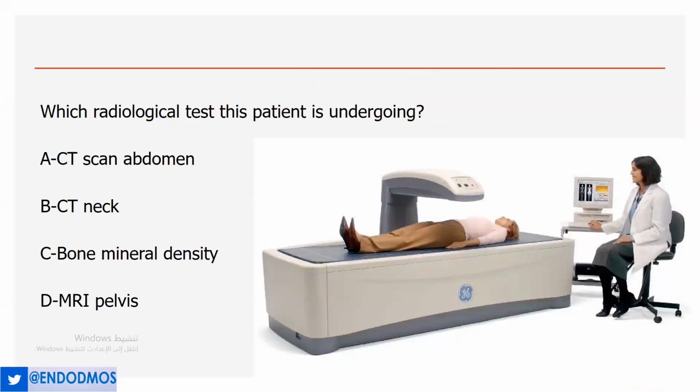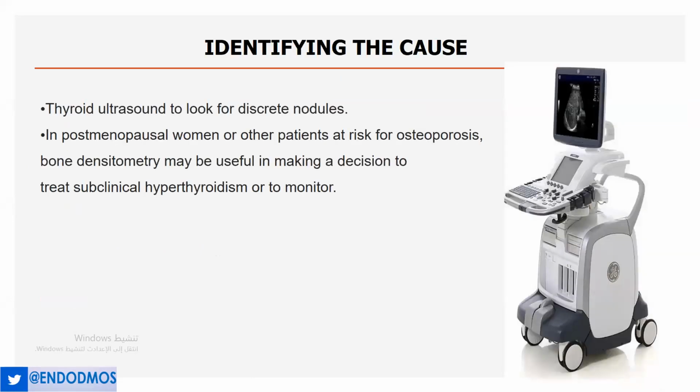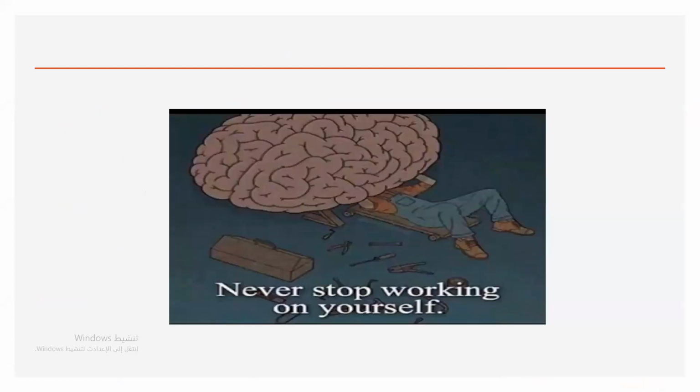It is essential to screen for osteoporosis, because patients with hyperthyroidism are prone to have osteopenia or osteoporosis. Again, maybe you are using ultrasound to look for nodules in postmenopausal women or other patients at risk of osteoporosis. Bone densitometry may be useful in making the decision to treat subclinical hyperthyroidism.